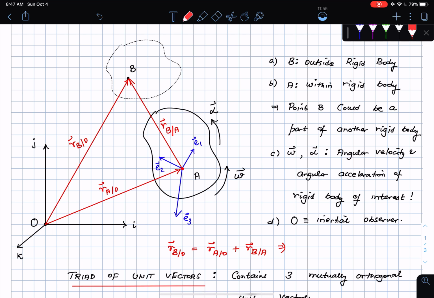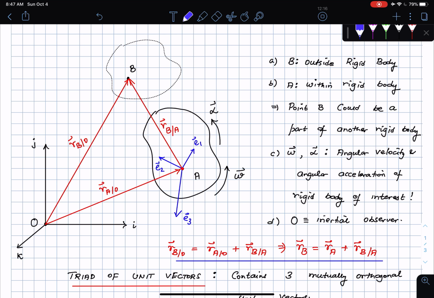Or typically we say that, okay, if I have an inertial observer, I'm going to drop the subscript O, right? This is what we've been saying for some time. And so I'm going to say that R B is equal to R A plus R B slash A. Okay, so this is something that you see from the basic laws of vector addition.